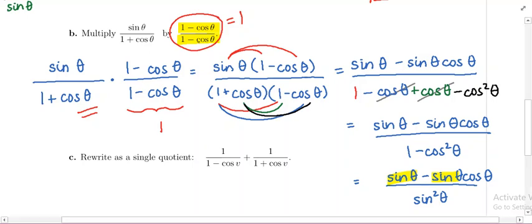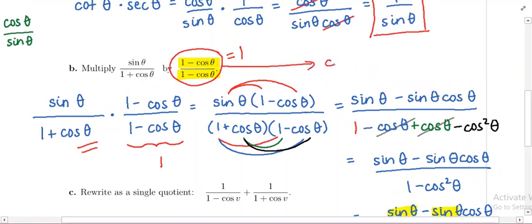Now, this quantity, 1 minus cosine of theta over 1 minus cosine of theta, which is equivalent to 1, has a special name. It is called the conjugate. If you look at the original expression and its denominator, the denominator is 1 plus cosine of theta. This fraction is related to the denominator of the original expression. Instead of 1 plus cosine of theta, it's the exact same thing, except we change the sign in the middle. Instead of a plus, it's got a minus. So that is the conjugate of this denominator.